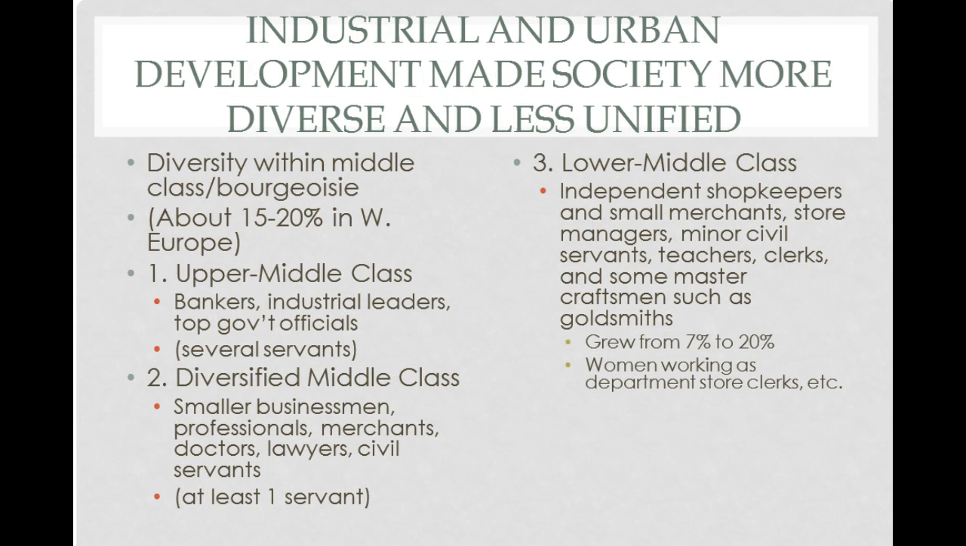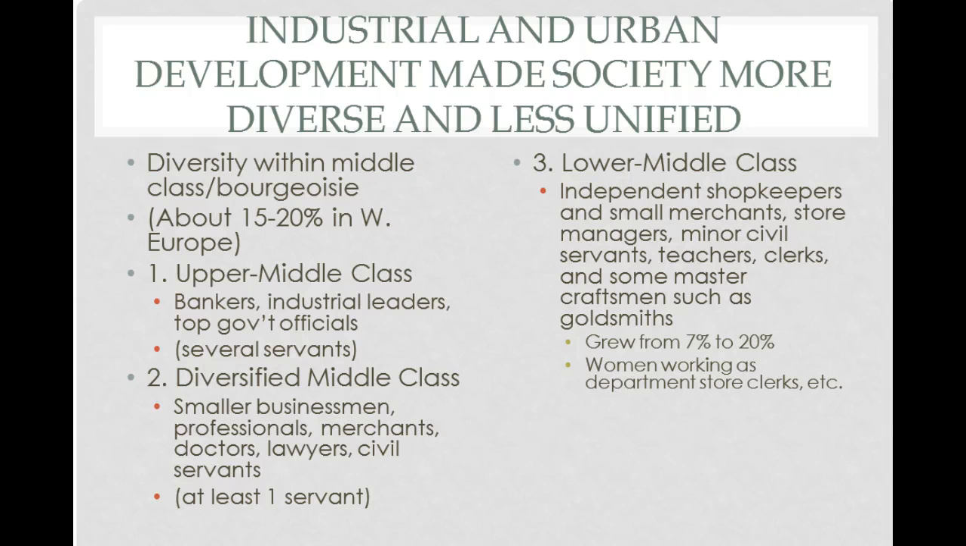All right, and so industrial and urban development made society more diverse and less unified. So we need to talk about our new groups. Some newer to us, some brand new. Some we've discussed a little bit. So, diversity within the middle class or bourgeoisie: we will see more diversity within the bourgeoisie than unity. There are more divisions than there are unifying factors. About 15 to 20% of the population in Western Europe. We still have less in Eastern Europe, which is still lagging behind with a lack of middle class.